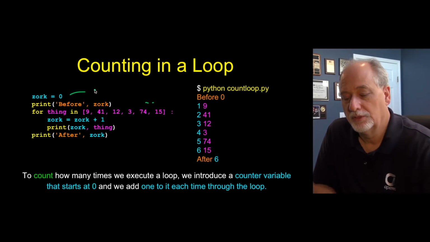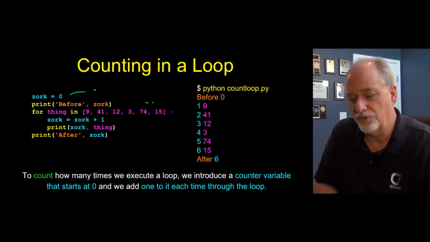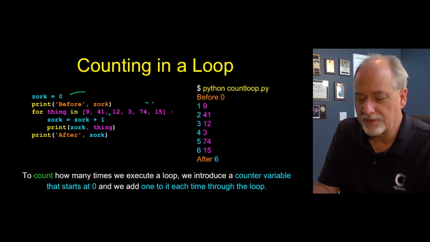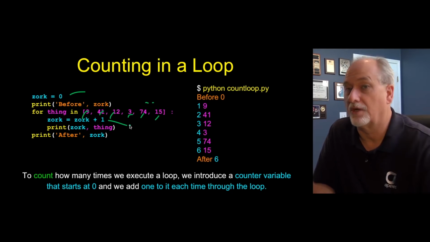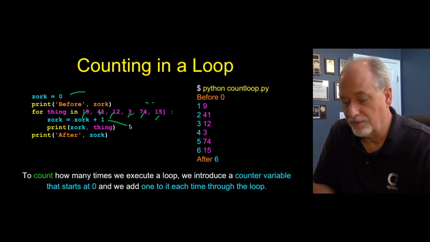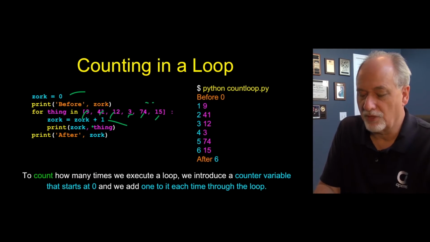You set a variable, Zork, to 0 at the beginning. We often call this variable count in mnemonic. And now we're going to run this loop 6 times: 1, 2, 3, 4, 5, 6. And each time through, we're just going to add 1 to Zork. So Zork starts at 0, then it goes 1, 2, 3, 4, 5, 6. And we're going to print it out.